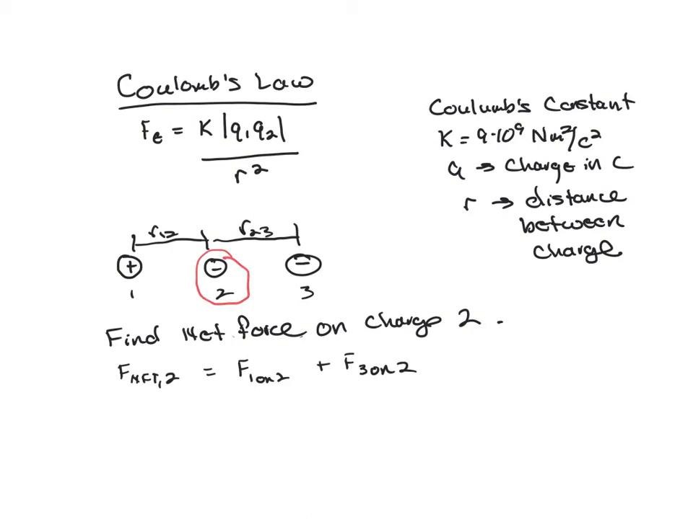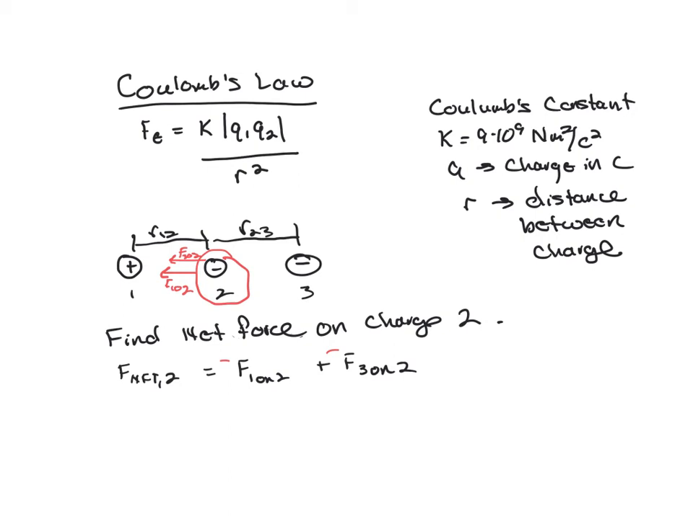So 1 on 2, these are opposite charges, so there's going to be attraction, so it's going to get pulled this way. So this is going to be negative down here. This one here, since they're the same charge, is going to push this one away, so it's also going to be this way. So this one is going to be negative.